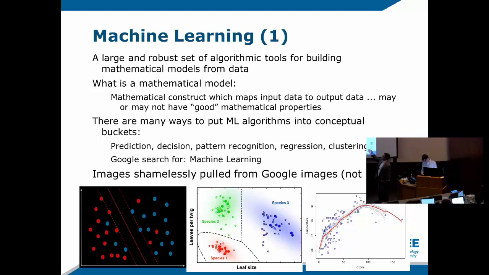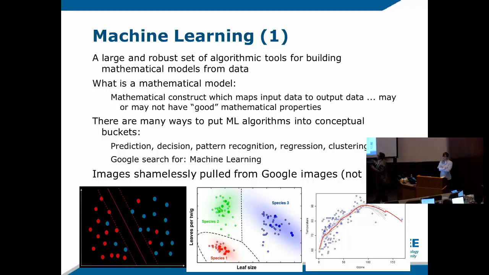Well, it's a mathematical construct which maps input data to output data. It may or may not have good mathematical properties. So we all learned about functions and they have certain mathematical properties. This doesn't guarantee good mathematical properties. It may be a function, it may not be a function. In fact, it's often not a function. It might be a composite of functions. It might be highly irregular. But generally, we're thinking about mapping input variables to output variables.